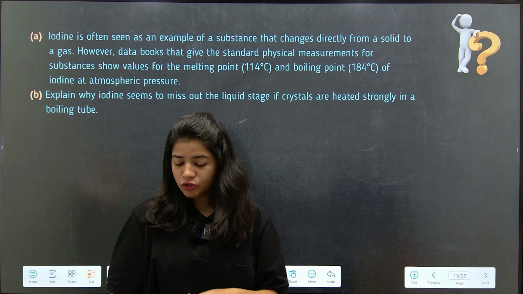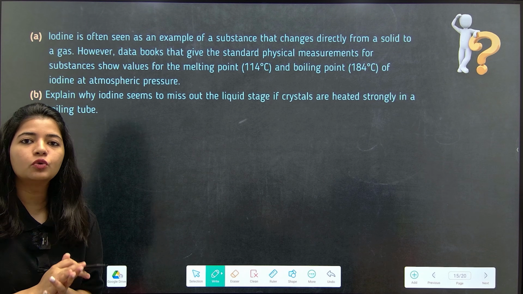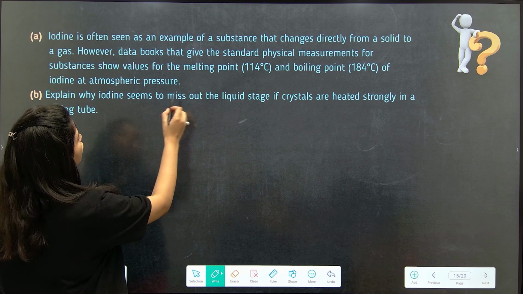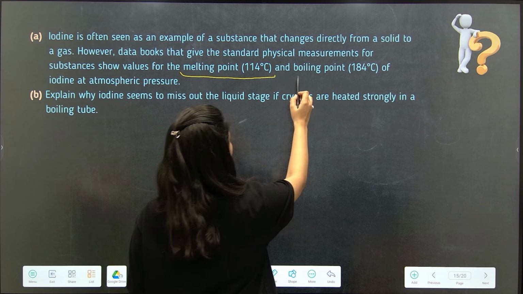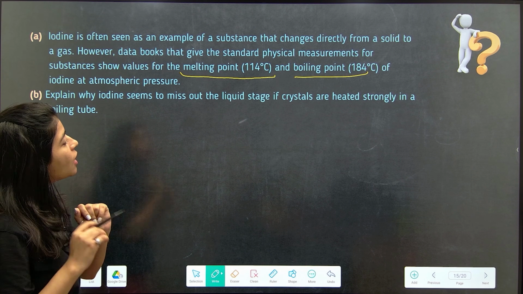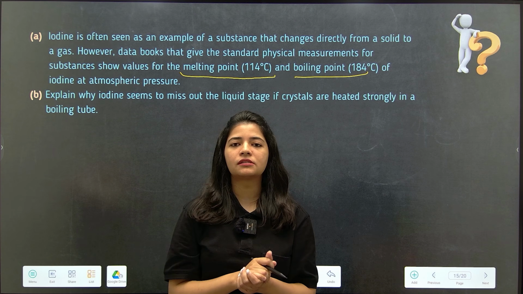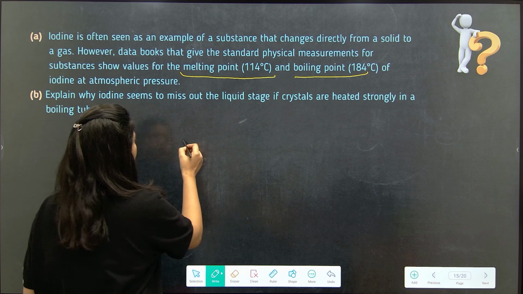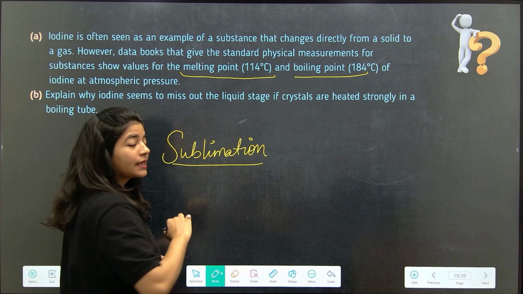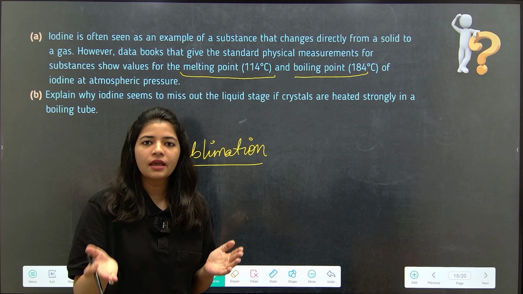Now, the next question. The question says, iodine is often seen as an example of a substance that changes directly from a solid to gas. However, data books that give the standard physical measurement for substances show values for the melting point, 114 degrees Celsius, and boiling point, 184 degrees Celsius, of iodine at atmospheric pressure. Explain why iodine seems to miss out the liquid stage if crystals are heated strongly in a boiling tube. Students, we have discussed in the definition part what sublimation is, and I told you there were a few substances which show sublimation. One of them was iodine. Sublimation means when the state changes from solid to gas directly, skipping the liquid state.